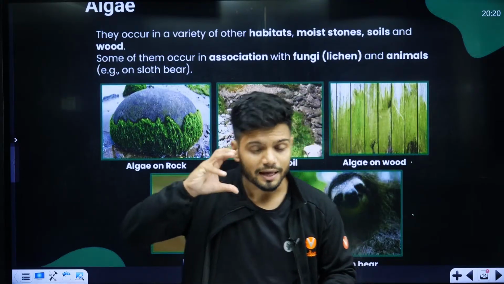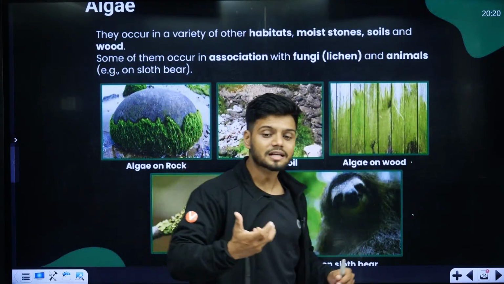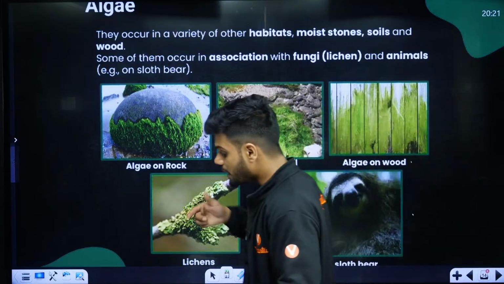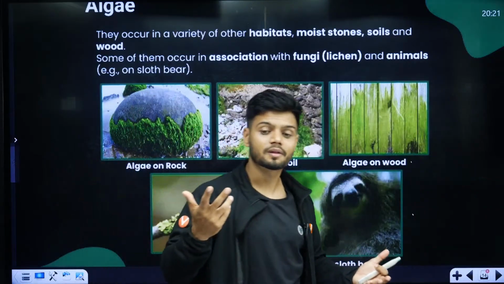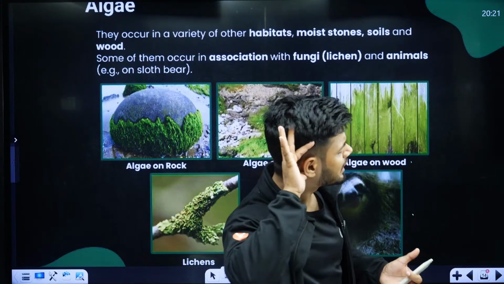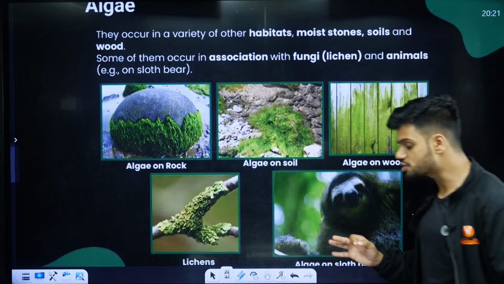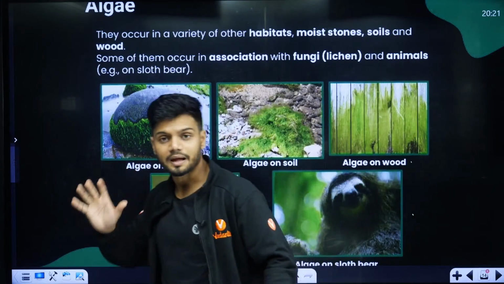Now students, can we classify algae based on shape? Can we classify algae based on shape and size? Anyone who can try? Anyone who can tell the answer? Can we classify algae based on the shape and size?